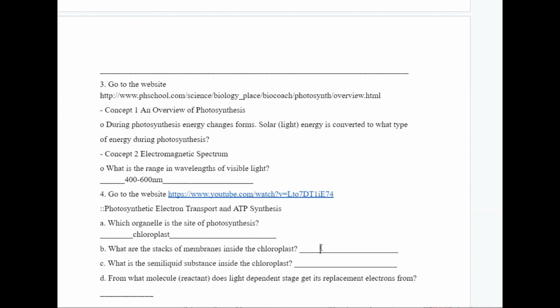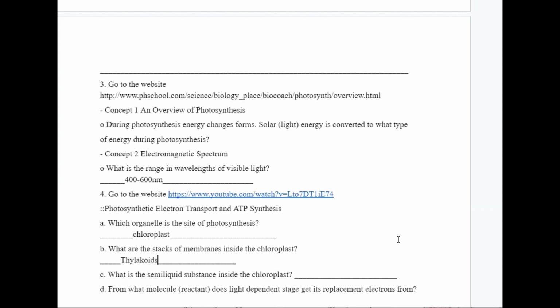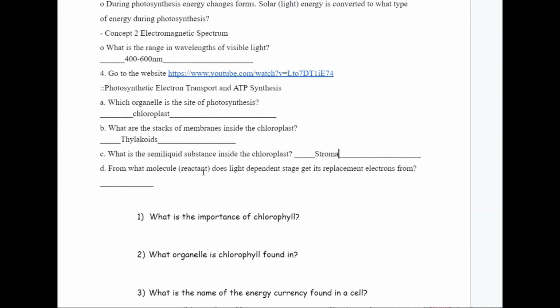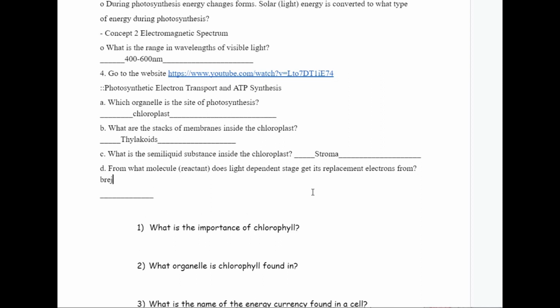What are the stacks of membranes called? Those are called thylakoids. What is the semi-liquid called? The stroma. From what molecule reactant does the light-dependent stage get electrons? Breaking water. Anytime it's going to get, breaking water. All right, what is the importance of chlorophyll?